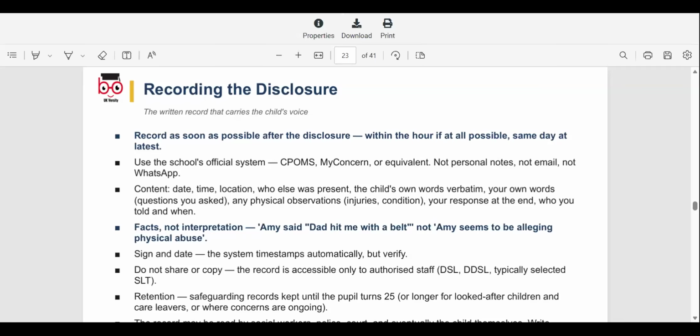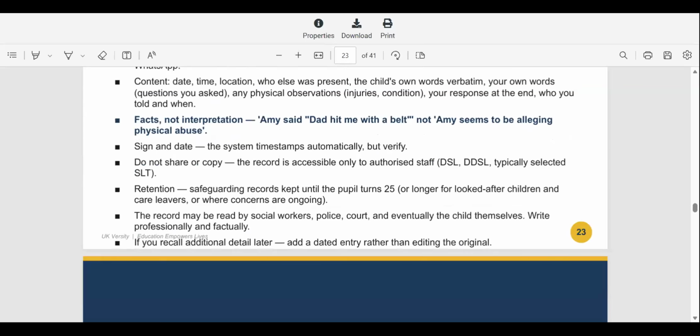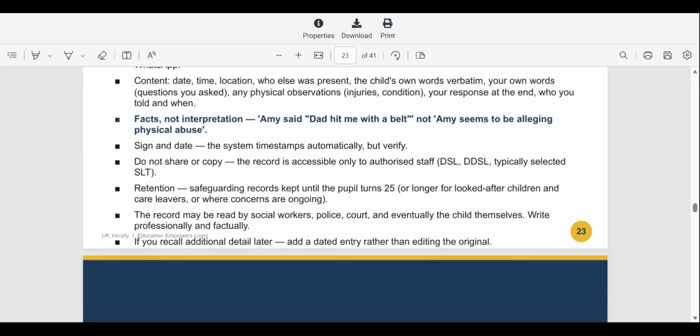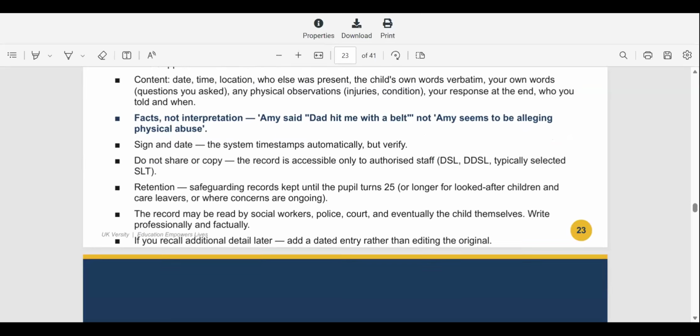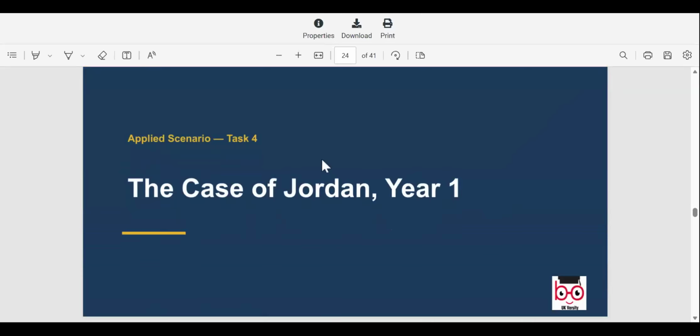Make sure a written record is made to capture anything that the child's told you, their experience. It serves as a vital piece of evidence for safeguarding and protection proceedings. And schools have CPOMs, so officially put everything on there, the time, the date, sign it, and do not share, or only with the DSL or authorised person.